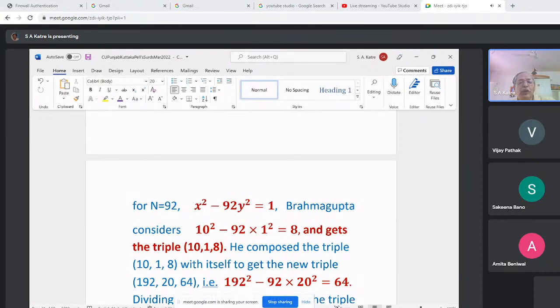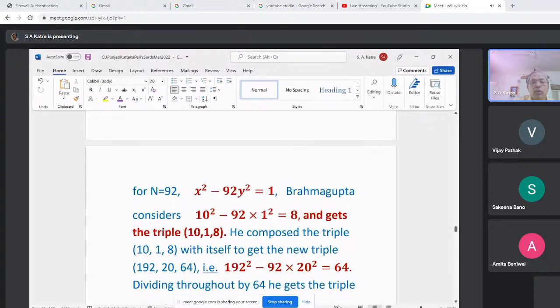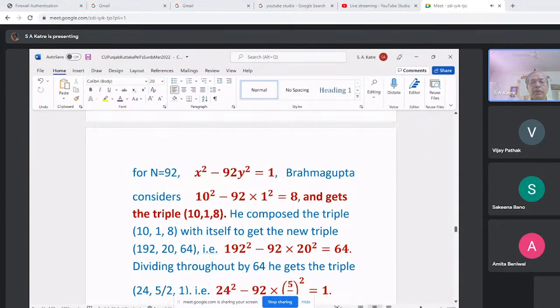Usually, if you put some x and some y, you get something on the right hand side. And by guessing, you can get it to be some small number. So Brahmagupta gets this triple 10, 1 and 8. So 10 is x, 1 is y, 8 is the right hand side, and the right hand side you want to make to be 1.